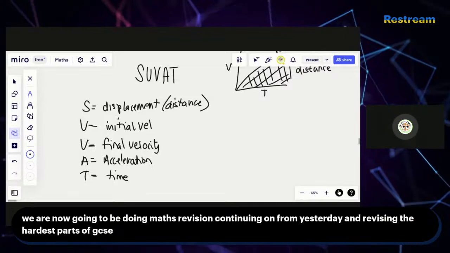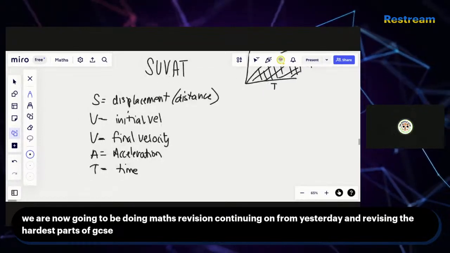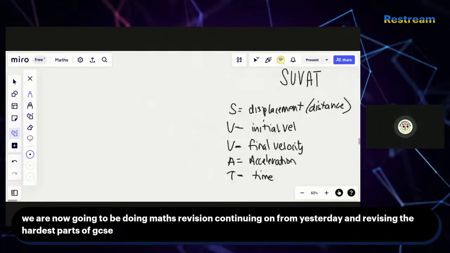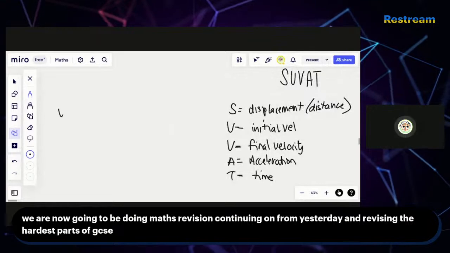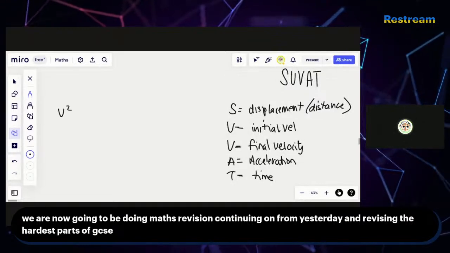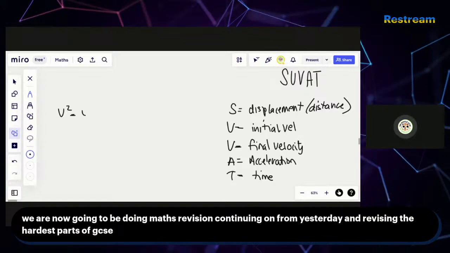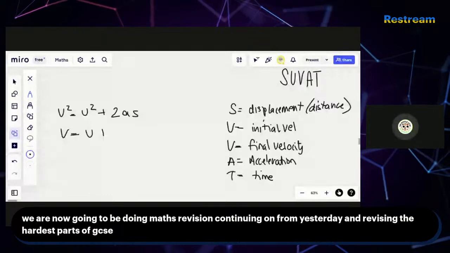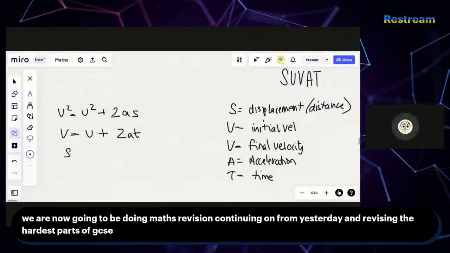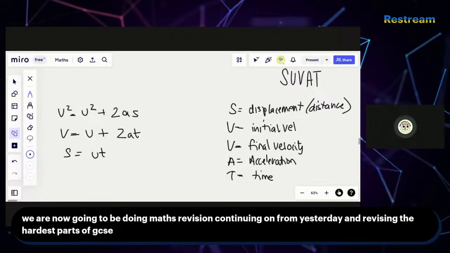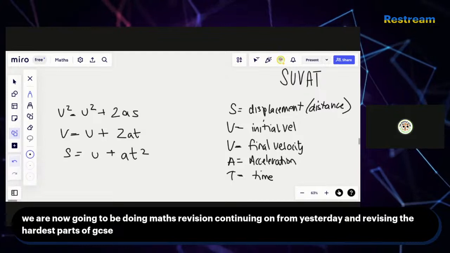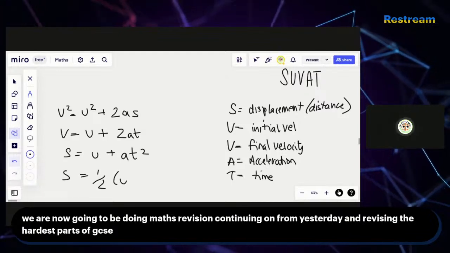Now we have different equation proofs. You may be asked about equation proofs, but what you'll more likely be asked is just to use the different equations. So the different equations, you have v squared is equal to u squared plus 2as. You then have v is equal to u plus at. You have s is equal to ut plus half at squared. And then you have s is equal to half (u plus v) times t.